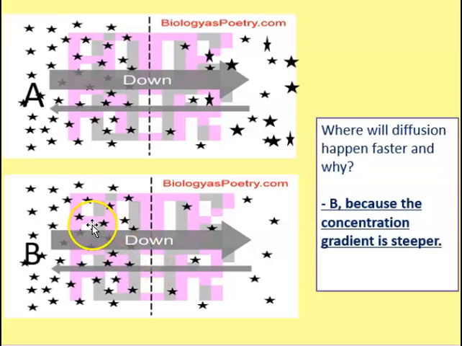What that means is there is a bigger difference between the number of particles on this side and the number of particles on that side. So because the difference is greater, diffusion will happen faster. Diffusion will still happen in A, but it will just happen slightly slower. So a steeper concentration gradient will allow diffusion to happen faster.